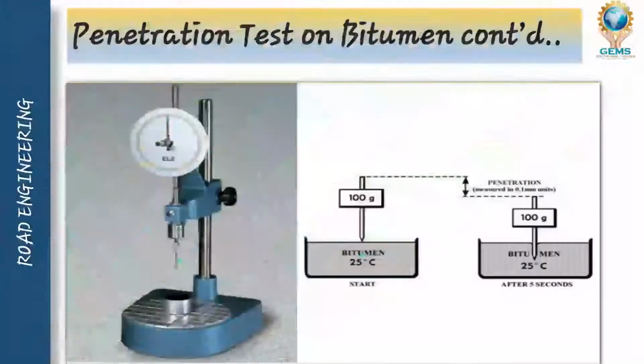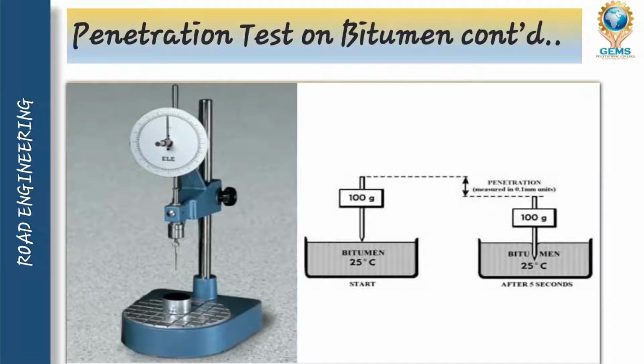As you can see in this image, this is the penetration testing instrument. As you can see this mold here, in this mold the hot bitumen will be filled, and it will be kept for 90 minutes at normal temperature. After it forms a semi-solid, it will be placed in water for forming a solid. After that, as you can see in this image, here the needle is placed and the gauge is placed here.